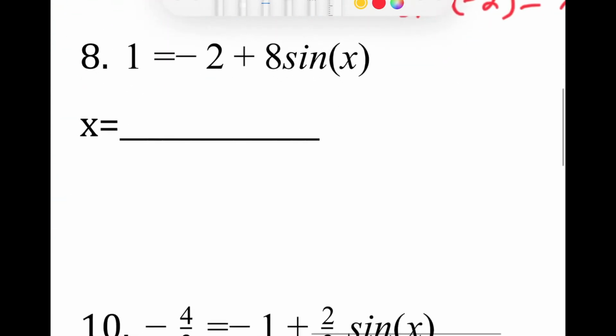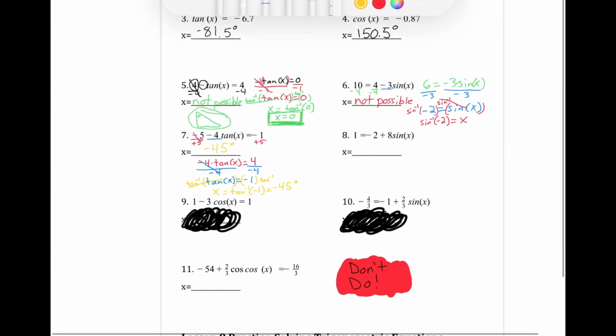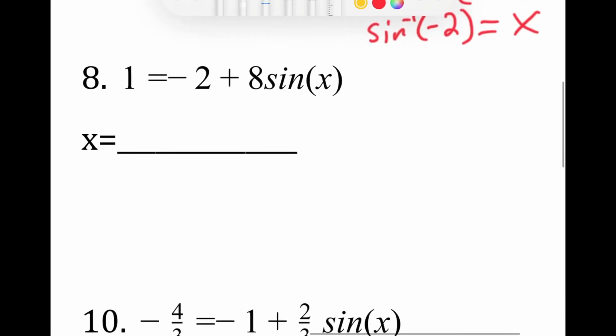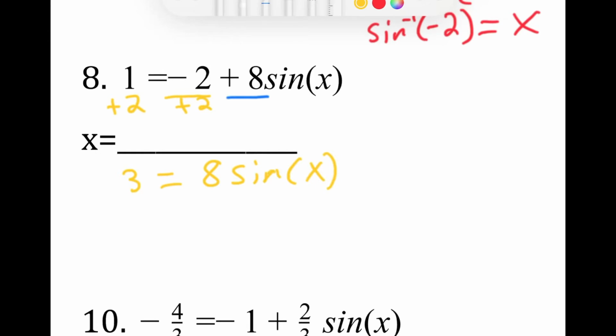Number 8. This is the last one I will do with you. Actually, I'll do 11 with you too. Number 8, we have a -2 and a +8 to get rid of before the inverse trig function. So we're going to add 2 to both sides. We get 3 equals 8 times sine of x. Got to get rid of the 8, so we're going to divide by 8.